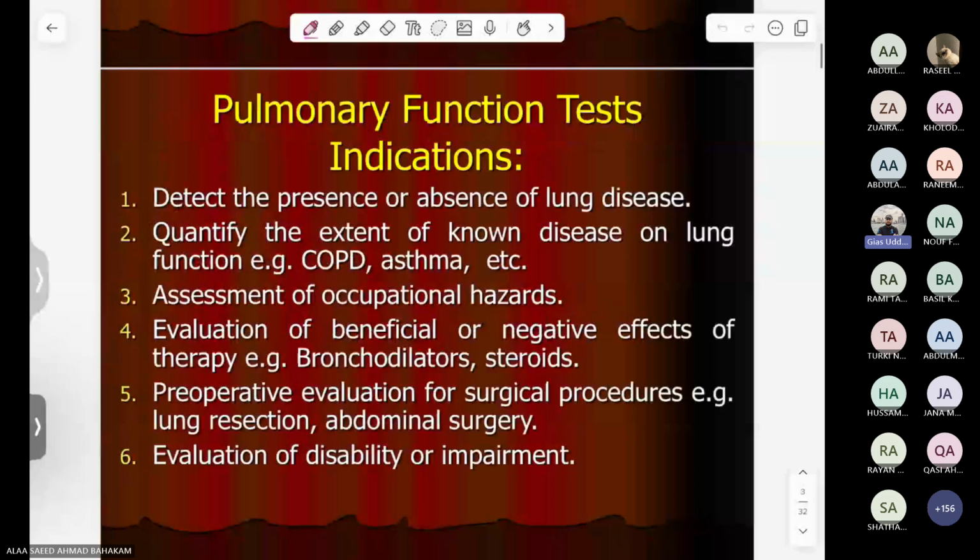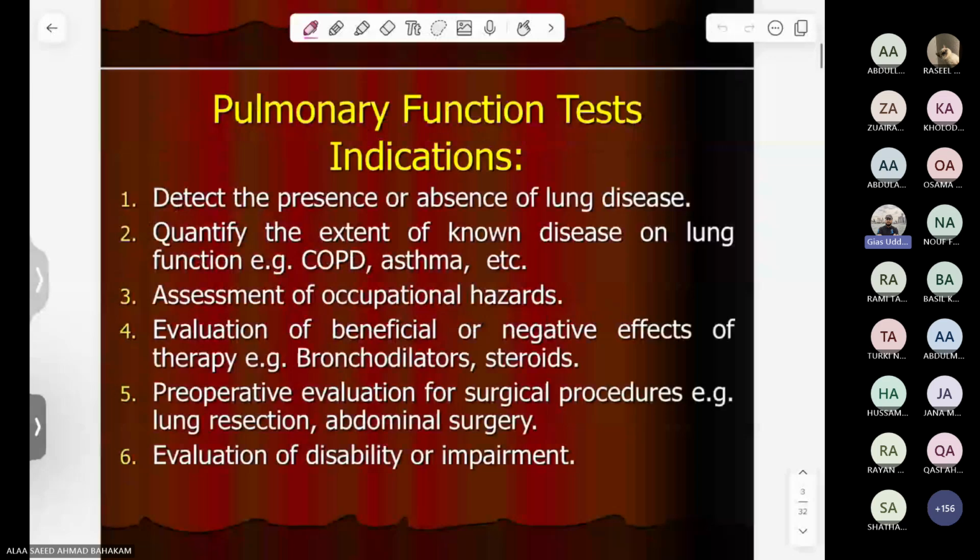Number 4, evaluation of beneficial or negative effect of the therapy. So you are treating a patient with asthma with bronchodilators. Now you want to evaluate if this treatment is beneficial or has any adverse effect. Number 5, preoperative evaluation for surgical procedures. For example, if somebody needs a lung resection or any abdominal surgery, before those operations we need to do this pulmonary function test.